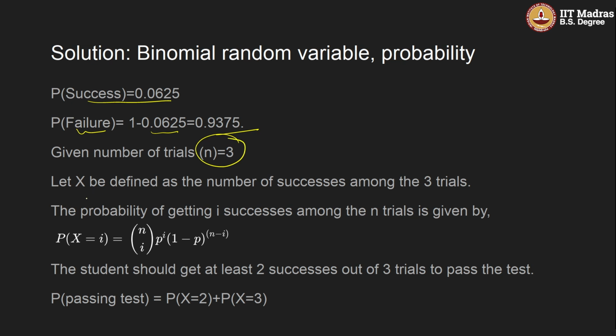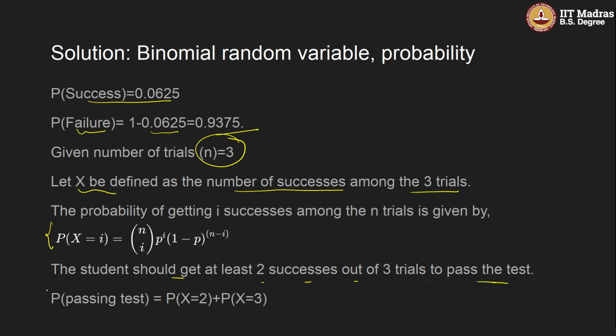Now we are redefining a random variable X, which is the number of successes among the 3 trials. The probability of getting i successes among n trials is given by this formula. This is the PMF for a binomial random variable. And how is success defined here? If the student gets at least 2 successes out of the 3 trials, then he will pass the test.